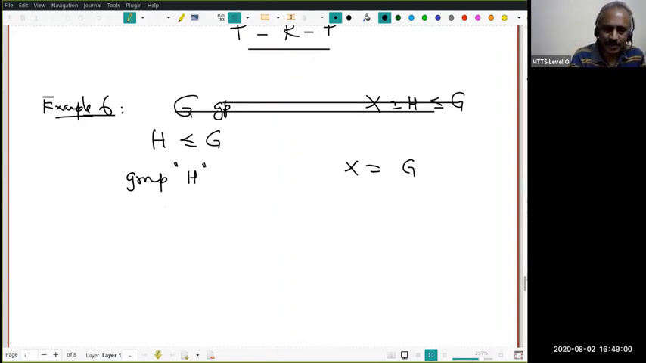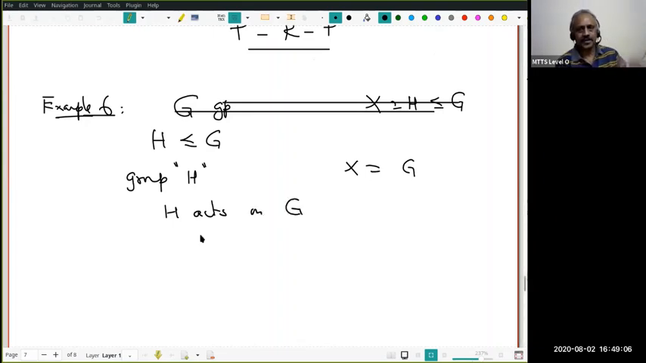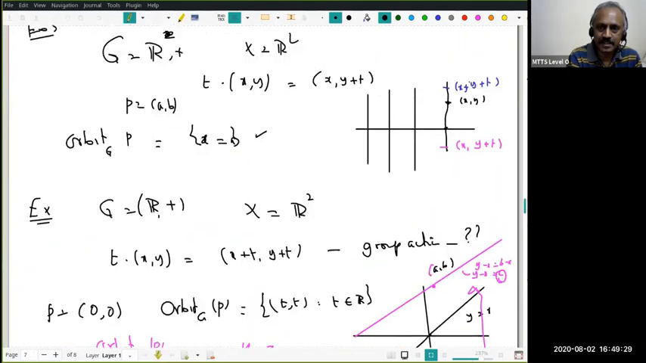Therefore, I want to define H action on G, a subgroup acting on the full group G. Don't get confused. G is a group, H is a subgroup, and my set is going to be G itself. My group is going to be H. Therefore, I have to define H acting on G. I will simply define the left action as earlier.